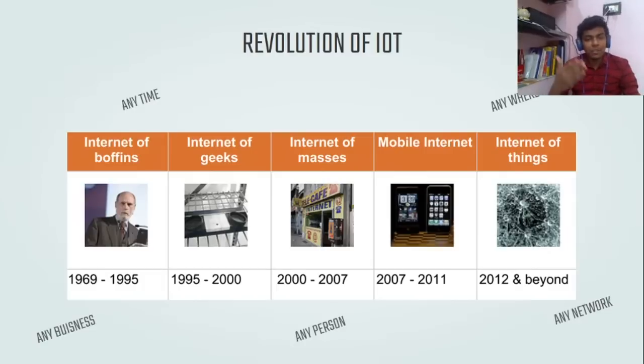But if you see, in 1969 itself it was resembled as the Internet of Waffles, and as years passed by, it evolved into the Internet of Geeks, the Internet of Masses, and mobile internet, and finally in 2012 it was recognized as the Internet of Things. In the 1990s itself they recognized what the internet is, and it was also made as the Internet of Waffles, which is like a future prediction or future enhancement technology.